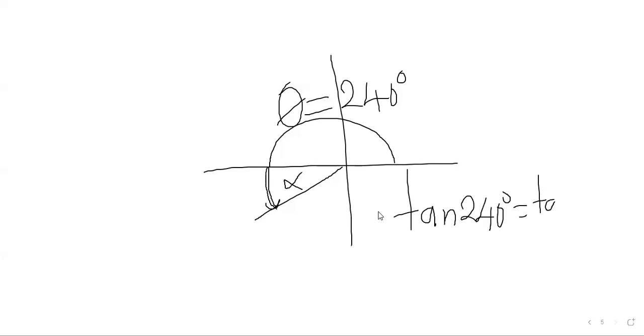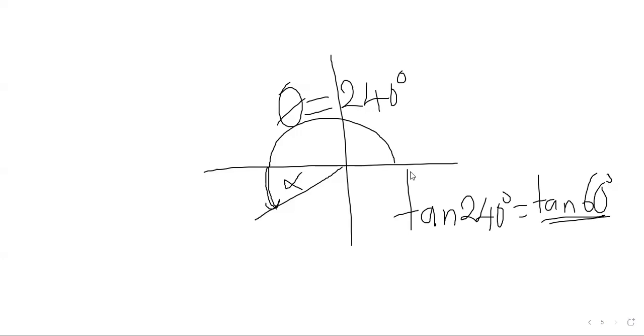So for tan, this line here is a straight line, and we know all straight lines add up to 180. So from this point to there is 180. Now, to find this acute angle, just say 240 minus 180, which is going to be 60 degrees.